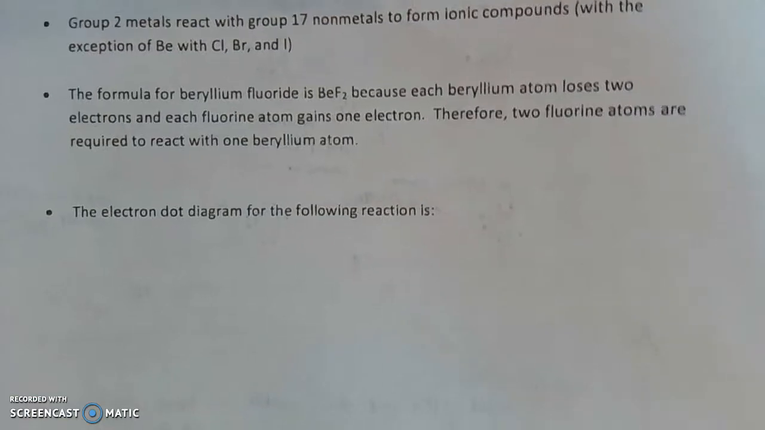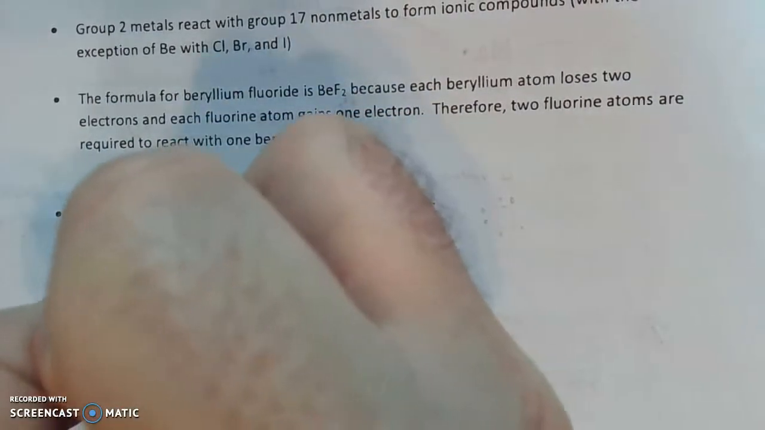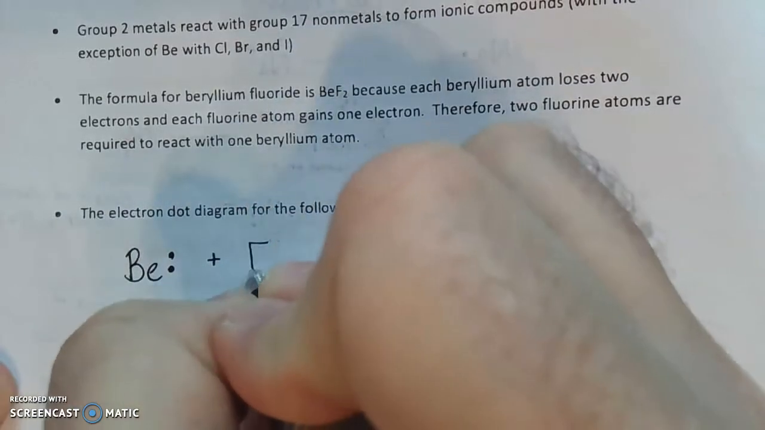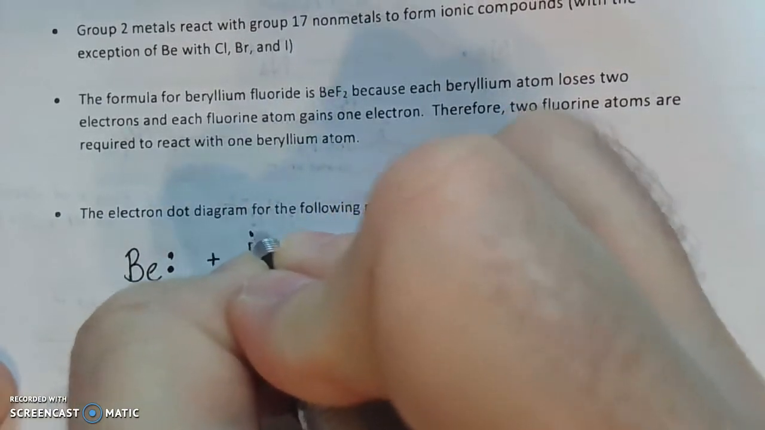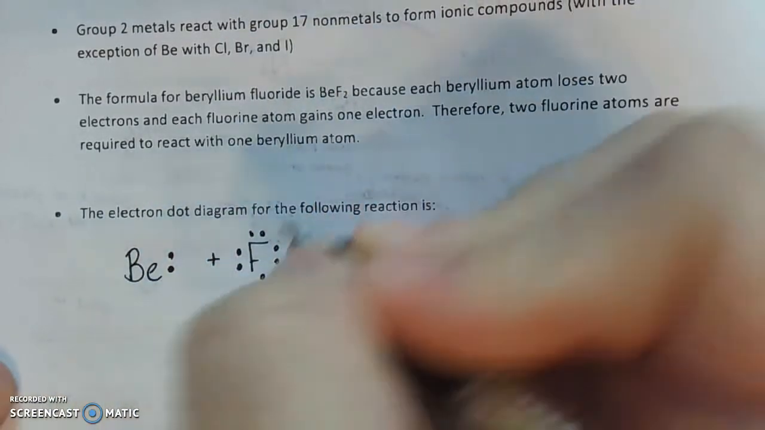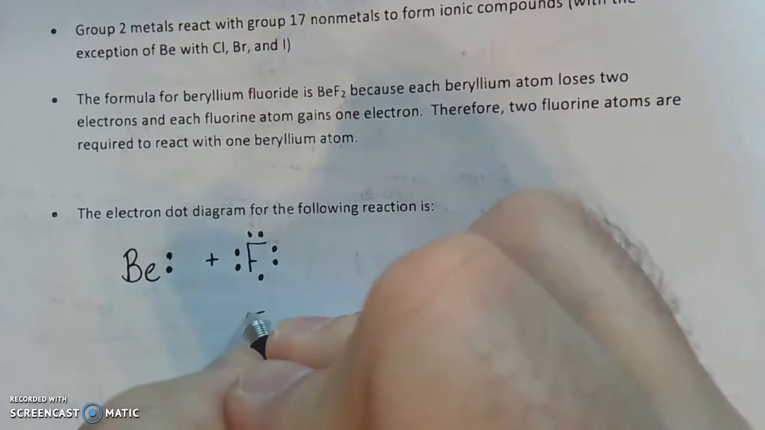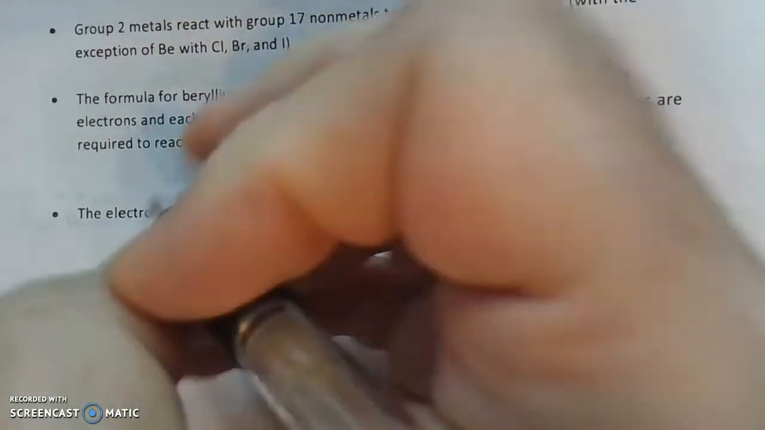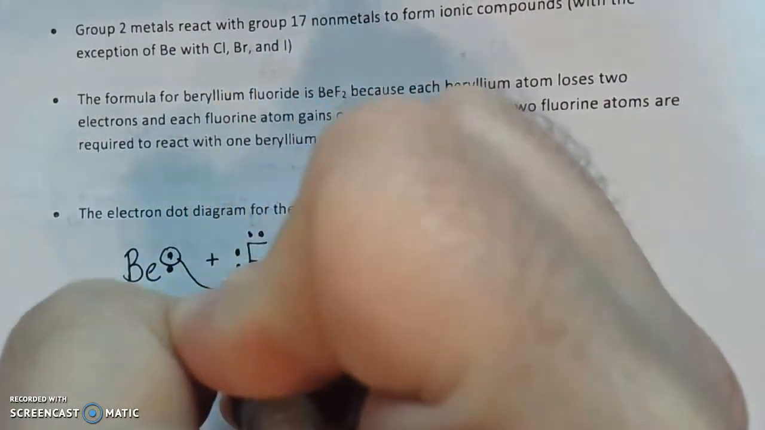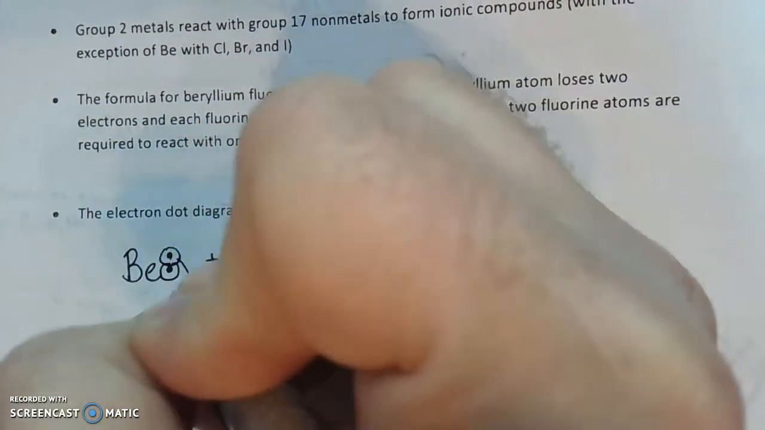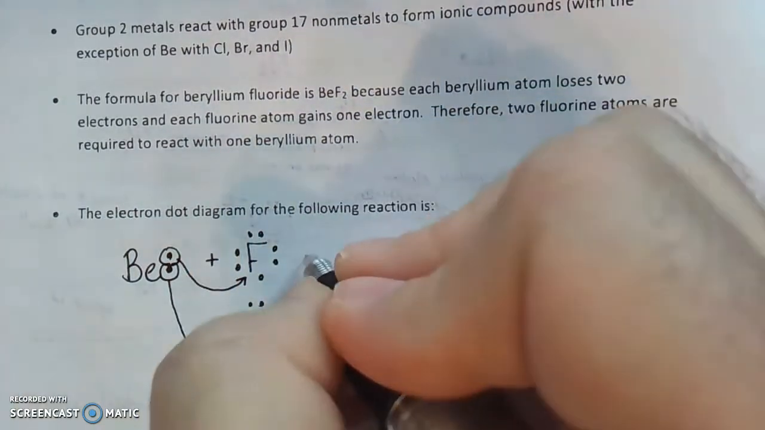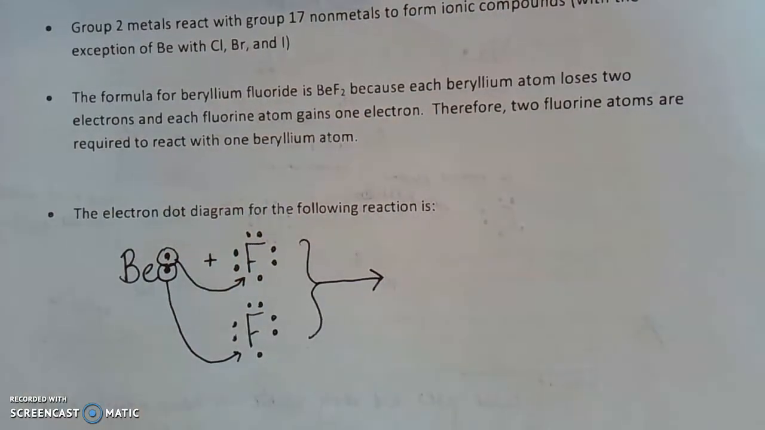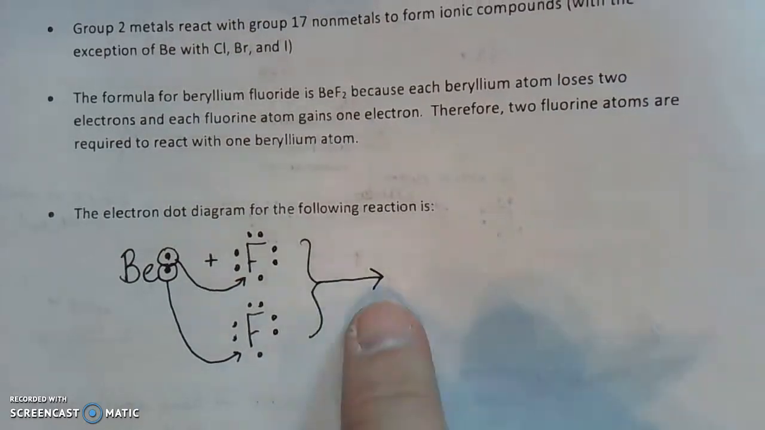So if we looked at the electron dot diagrams for these, beryllium has 2 dots and fluorine needs 1. So we're going to have 2 fluorine atoms for every 1 beryllium. So 1 electron here goes to this fluorine atom, and the second one goes to this one. So we're going to show this as follows.